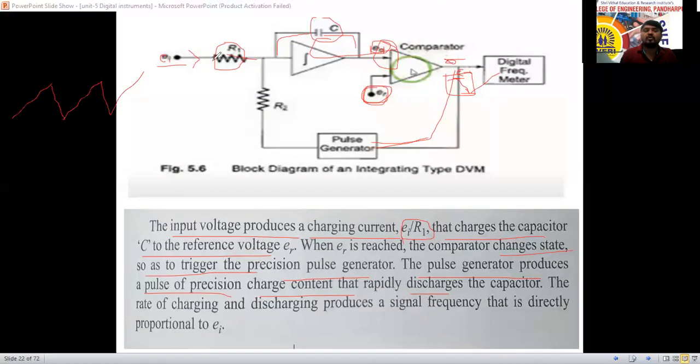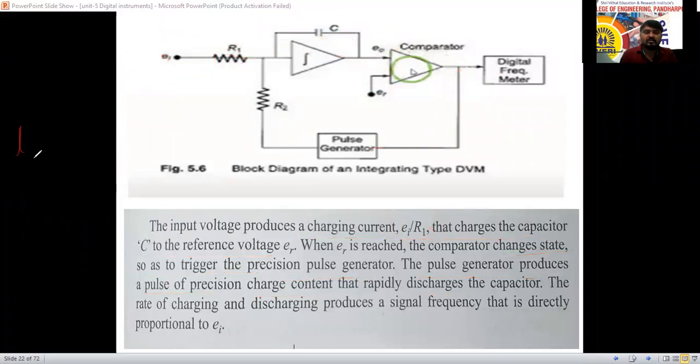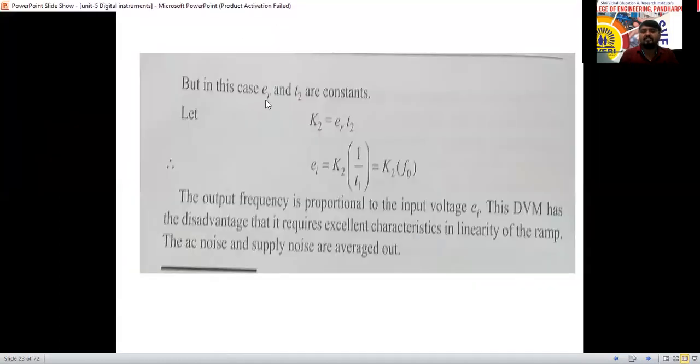Like that, it is going to give the signals over there. Based on that, the charging time we have considered is T1, and the discharging time we have considered is T2. In the case of ER, the reference voltage, and T2 are constants here. So K2 equals ER, the reference voltage, times the time taken to discharge. We have considered that as K2 here now.